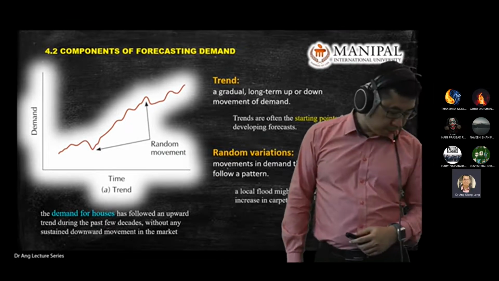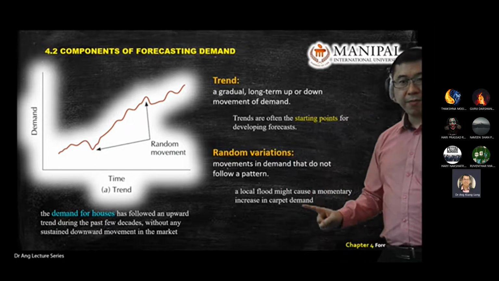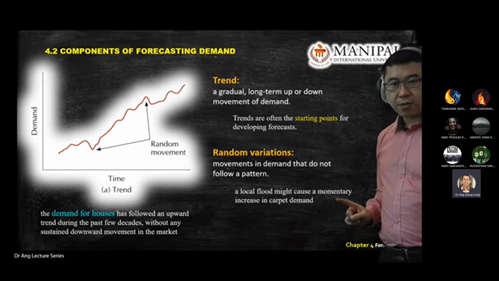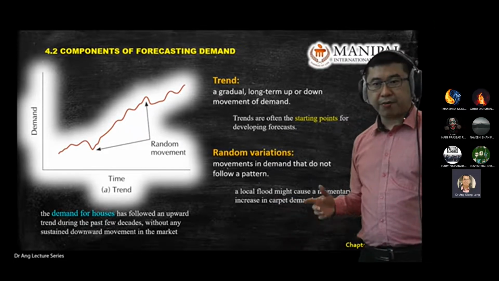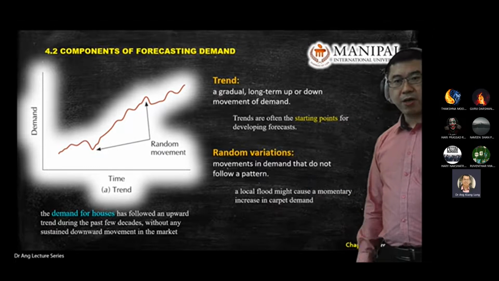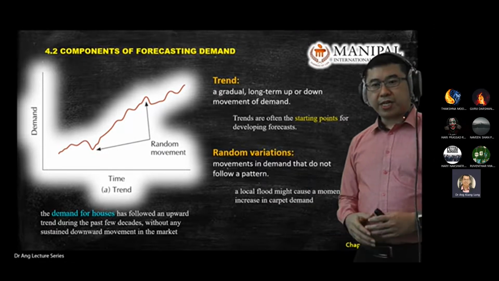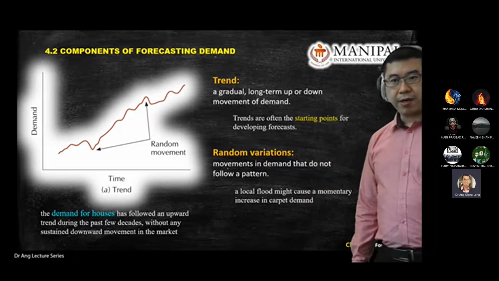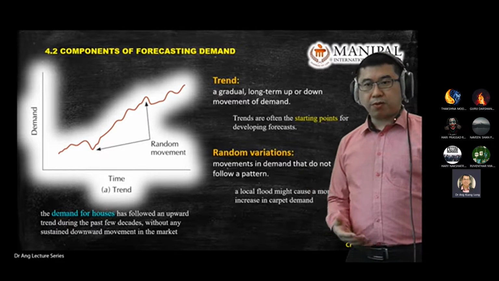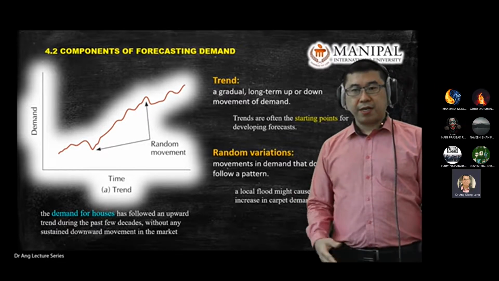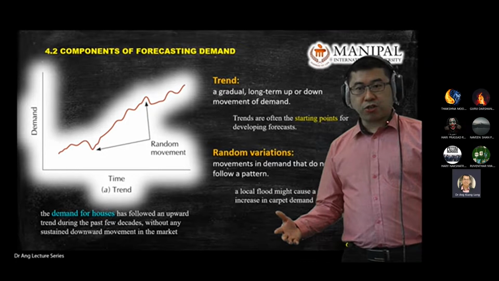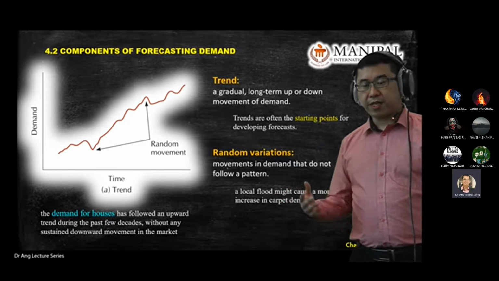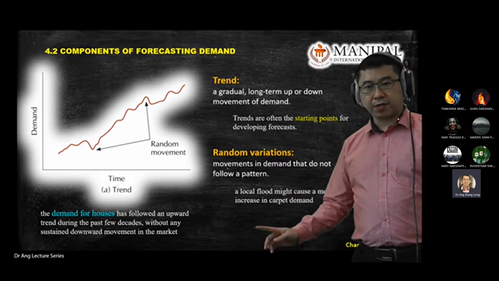For example, the one that we face in Malaysia right now, the local flood will cause momentarily the increase in the carpet demand, or furniture demand, or there's some jump of the sales of your automotive accessory because of the flood, right? So some cars you need to overhaul because of the flood. Houses, maybe electronics will suddenly jump because of the flood, right? All the TVs and all the electronics were gone because of the flood.